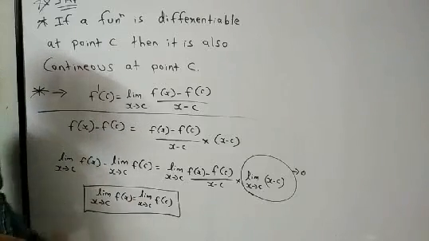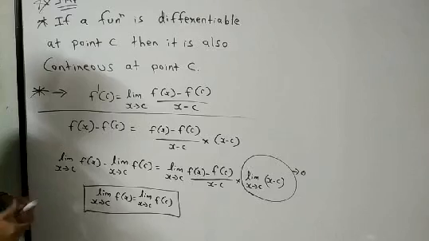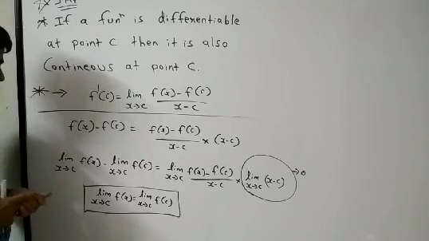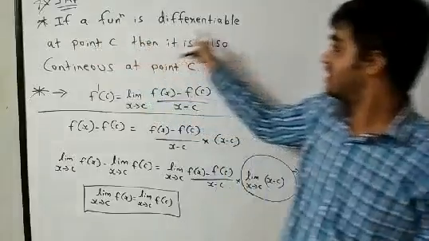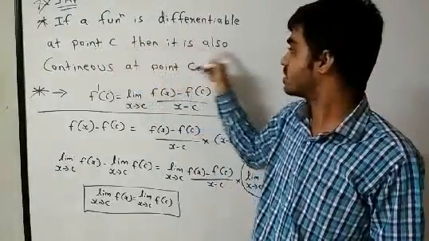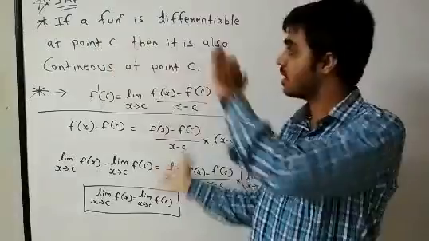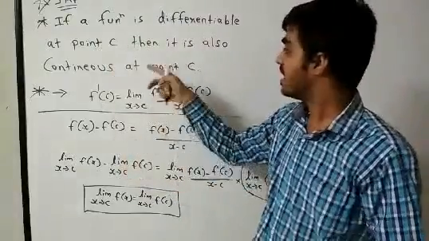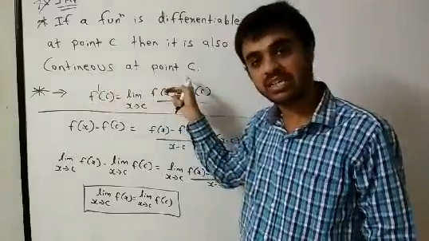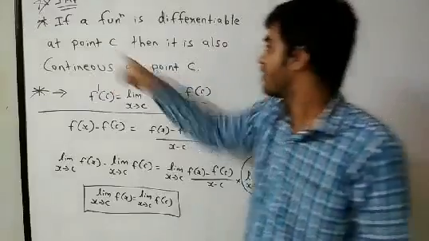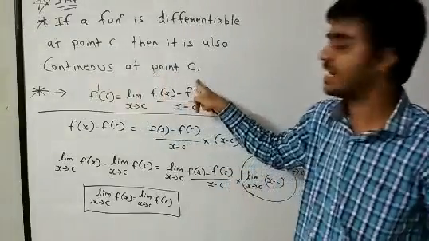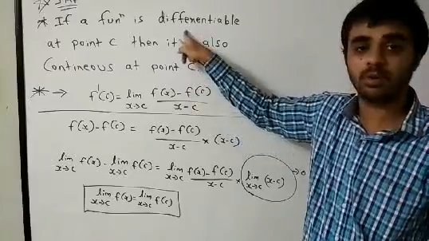So how have we done it? We have done it like this. And one more thing. If a function is differentiable at point c, then it is also continuous at point c. But the opposite, right? If a function is continuous at point c, then it is not always necessary. It can be or it cannot be. If a function is continuous at point c, it is not compulsory that it is differentiable also.